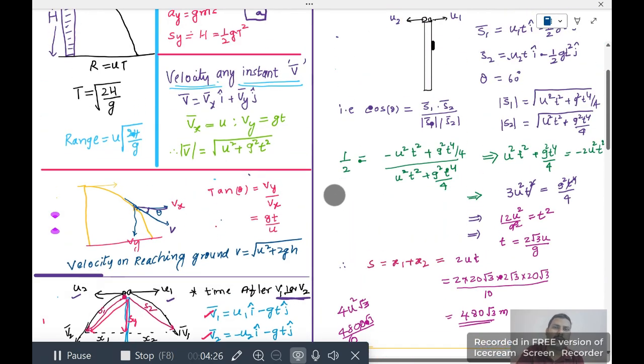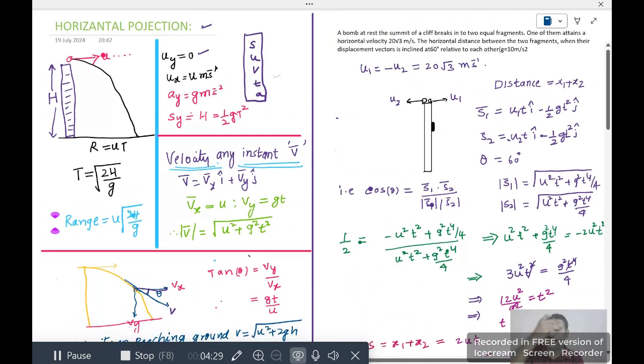Now some problems we look into, the problem-solving approach. As we discussed, when two velocity vectors are perpendicular, t is equal to root over u1 u2 by g. But here the vectors are inclined at 60 degrees. So it is asking to find out the horizontal distance between two fragments.